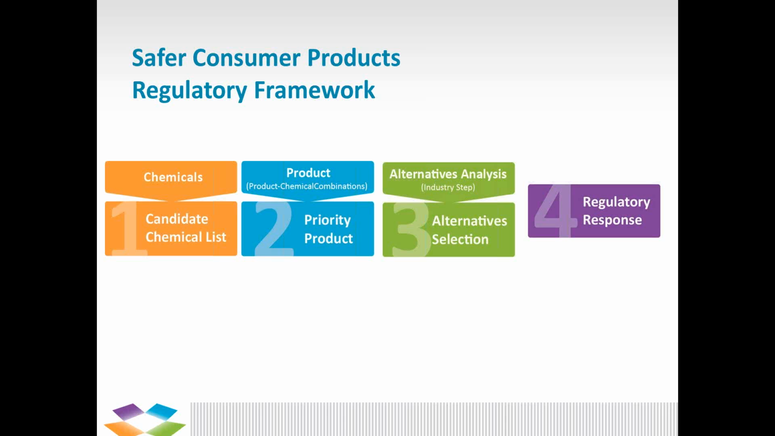The first part being identifying specific chemicals of concern, which we call candidate chemicals. The second part of the process is identifying specific consumer products that contain one or more of those chemicals. The third part is requiring that the manufacturers of those products, which we call priority products, do an alternatives analysis. And the fourth part is sort of the checks and balance on the process, where DTSC has the ability to impose what we call regulatory responses once you look at that alternatives analysis.